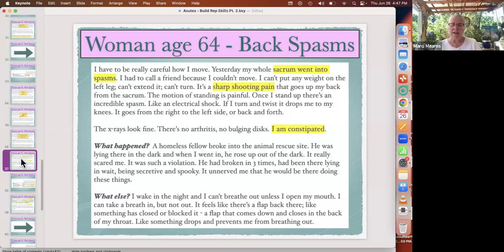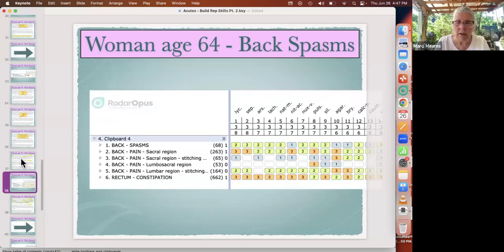She said she had spasms in the sacrum. She has a sharp shooting pain. I'm not doing the modalities. I'm just looking at the complaint. Where is it? What kind of pain it is? Oh, and then she threw in, I'm constipated. So I said, okay, fine. I'll go with the constipation as well. Here we go. Let's look at this in the software. What's that clipboard for?